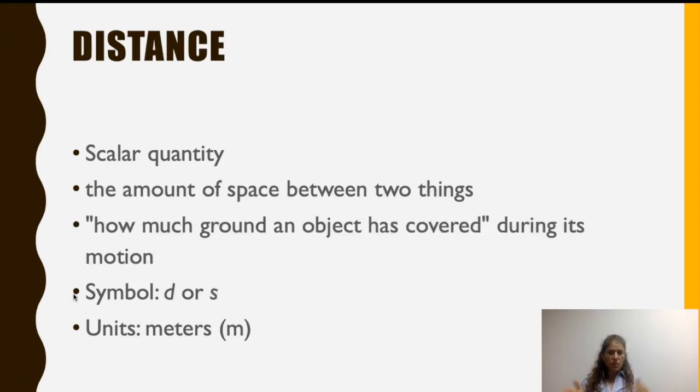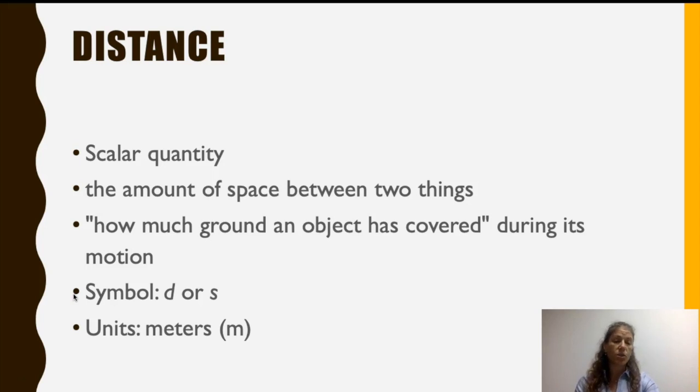Distance is the amount of space between 2 things, or how much you've actually traveled. So it's not an easy thing to define, but it's usually the change from one position to another. But it doesn't have any sign. So if you travel from one position to another and back, you've covered that whole distance. So every step you've taken has to be counted.